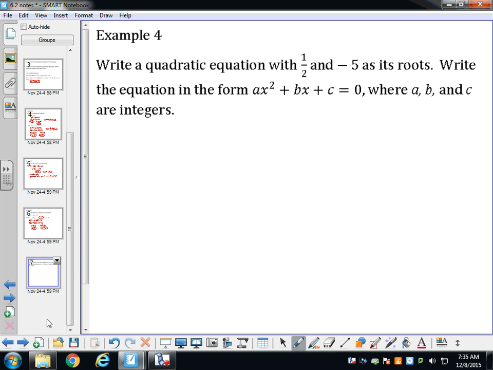And the last example: write a quadratic equation with 1/2 and negative 5 as its roots. Write the equation in the form ax squared plus bx plus c equals 0, where a, b, and c are integers. Basically, we're going to go backwards now. I give you that x equals 1/2 and x equals negative 5. So think about how we went from the binomials to the solution. We always took the opposite sign. So think about it: it's (x minus 1/2)(x plus 5).